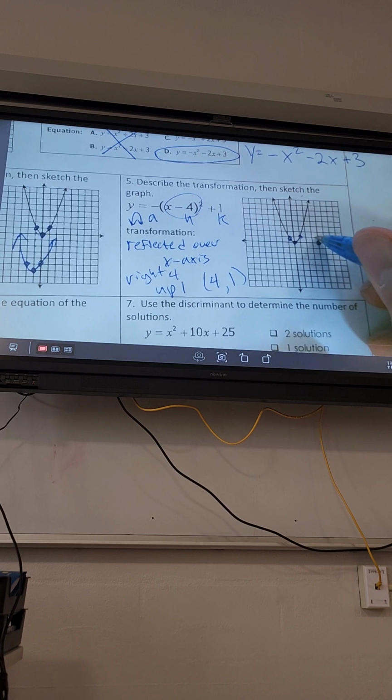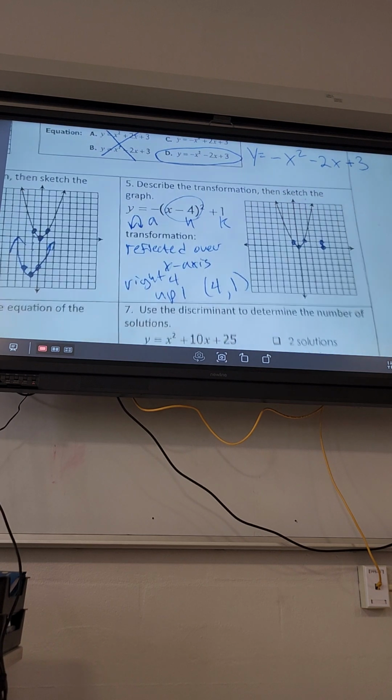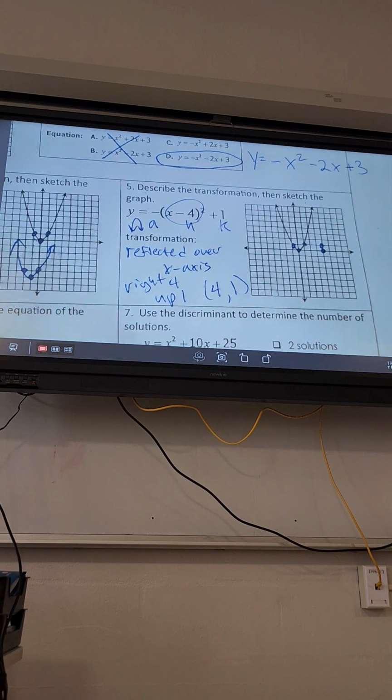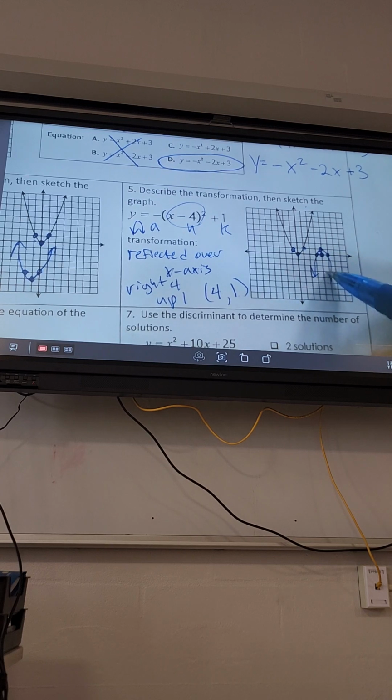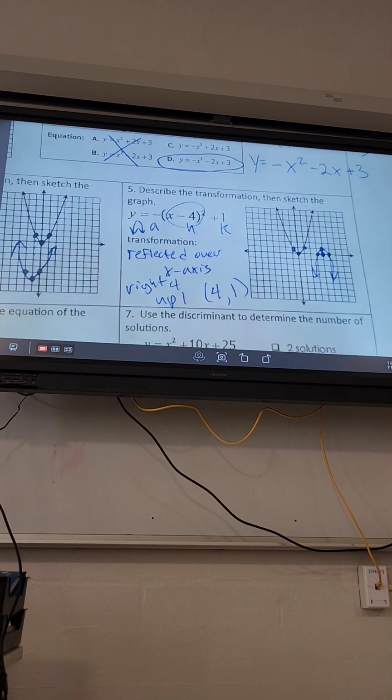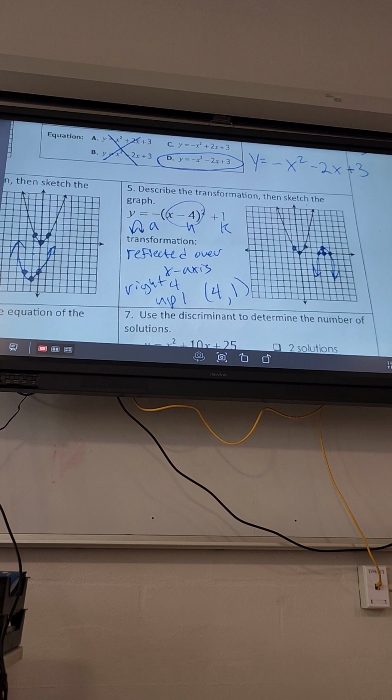Oops, I should have put a dot there. My bad, guys. 4 up 1. I don't have white out because kids keep stealing them. Anyway, so now instead of going up 1 to the right 1, because our graph's not going up, we're going to go down 1 to the left 1. Our graph is actually going down. So it should look something like this. Just ignore this extra dot right there. But essentially, that is your transformation.